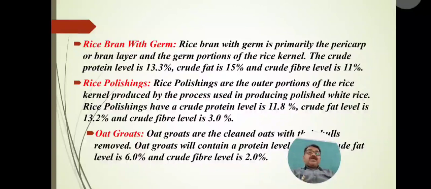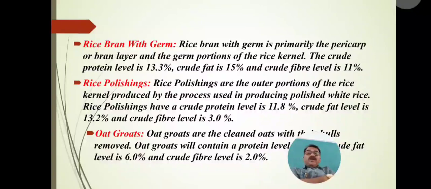Rice bran with germ is primarily the pericarp, the bran layer and the germ portions of the rice kernel. That bran layer and the germ portions of the rice kernel are called rice bran with germ, which contains 13.3% crude protein, 15% fat and 11% fiber.